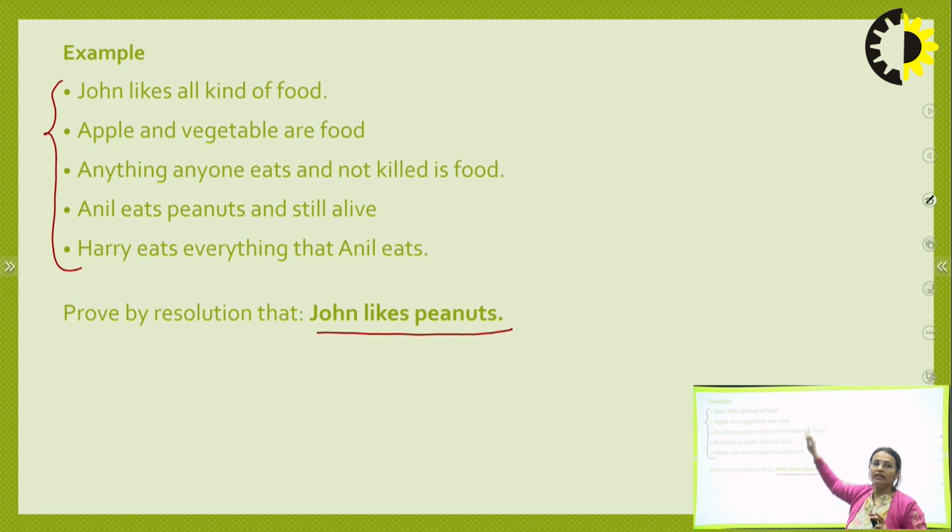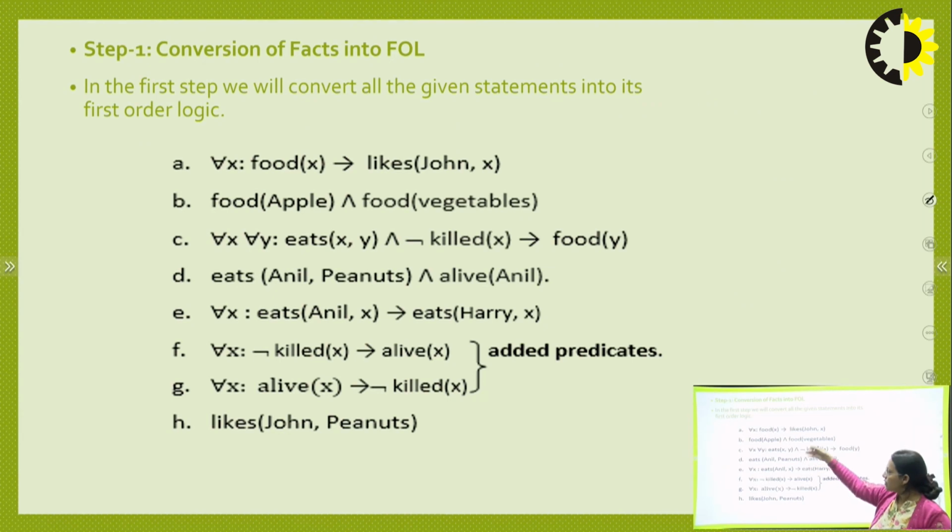Although as a human we can conclude from these statements John likes peanuts, but because this is a method, resolution refutation method is a method that is used in AI and is a very common and important aspect. So I have to prove with the help of this method which I have studied in the lecture here. So these statements will first of all be converted into FOL. So this will be the conversion somehow.